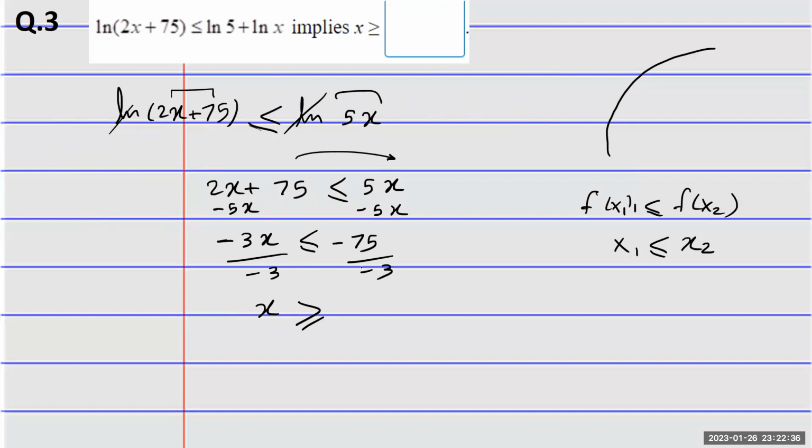The negatives cancel. This is 25. Yeah, x bigger than or equal to 25. So the number here is 25. So this inequality is valid, or is correct, when x is bigger than or equal to 25.